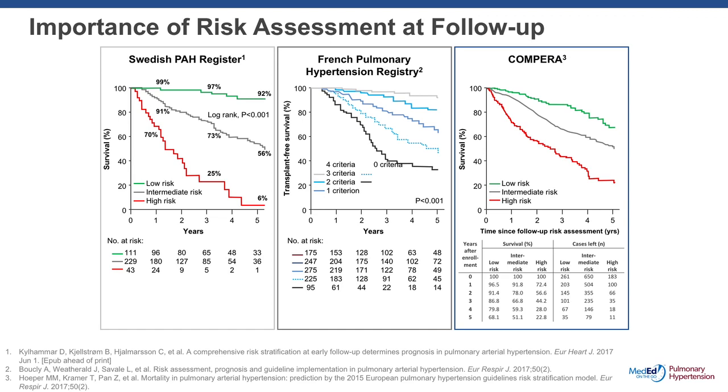And you can see how the curves separate even farther. If a patient is at low risk, no matter where they started, if they are at low risk at follow-up, they do much better than if they're at high risk. If we're treating them and they're not responding to therapy and they still have high risk variables, then their prognosis is particularly poor. And you can see even in the French registry, those curves continue to separate as well.